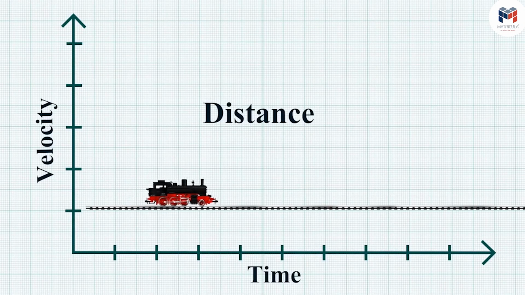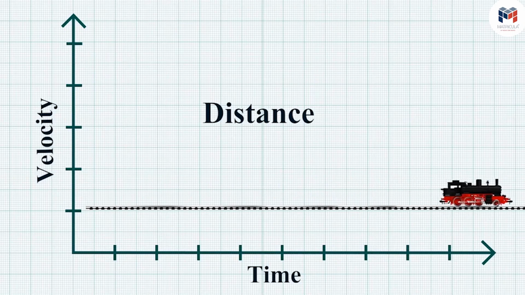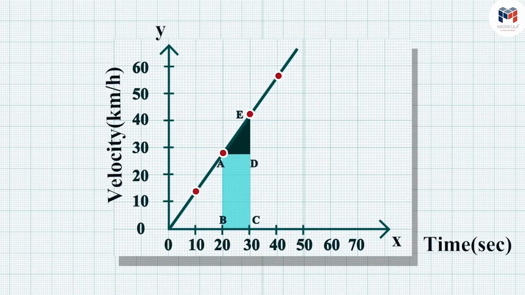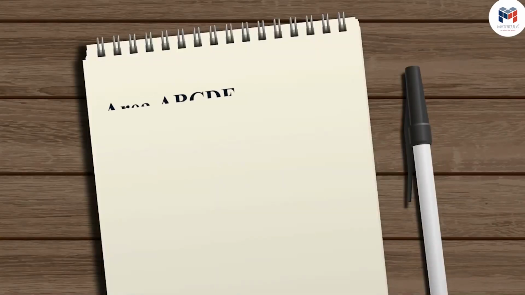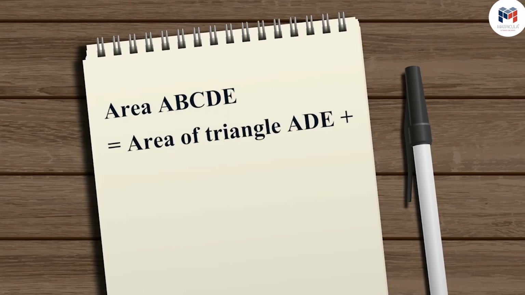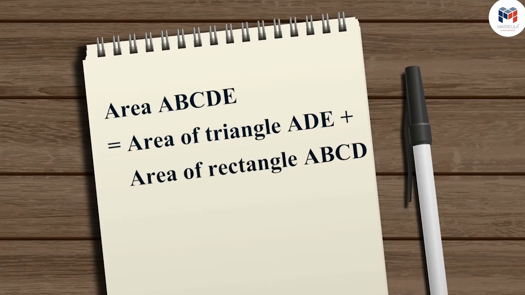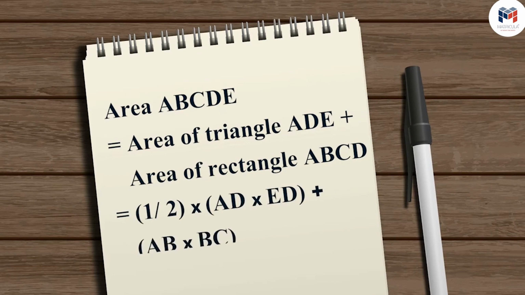We can also calculate the distance covered by the train from the velocity time graph. To calculate the distance travelled by the train in a certain time interval, we have to calculate the area of ABCDE under the velocity time graph. Area ABCDE is equal to the area of triangle ADE plus the area of rectangle ABCD, which is equal to 1 upon 2 multiplied by AD multiplied by ED, plus AB multiplied by BC.